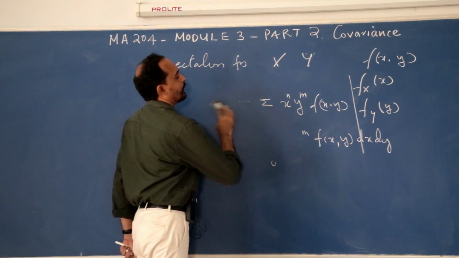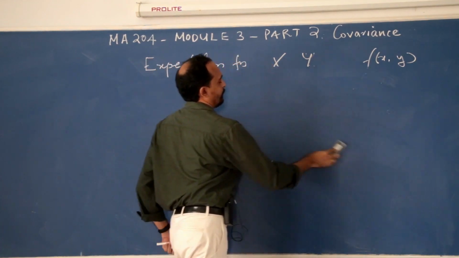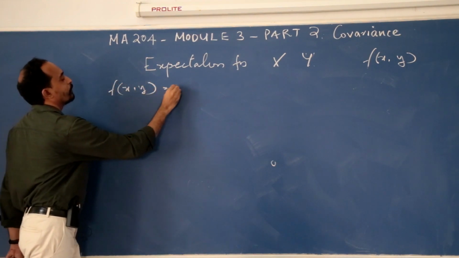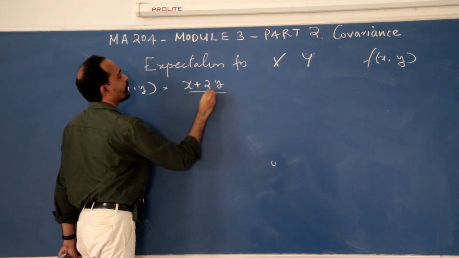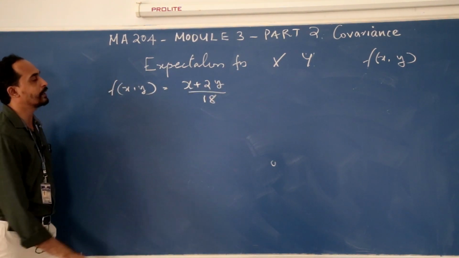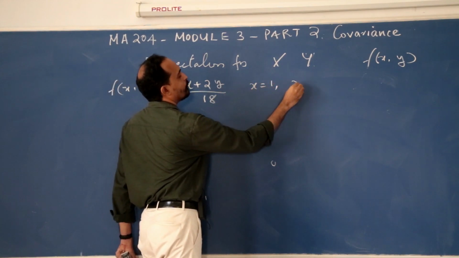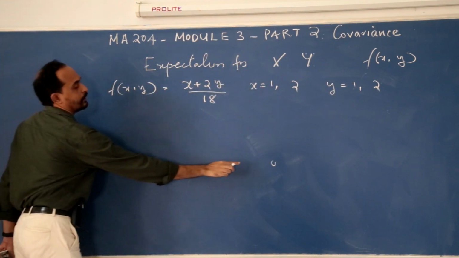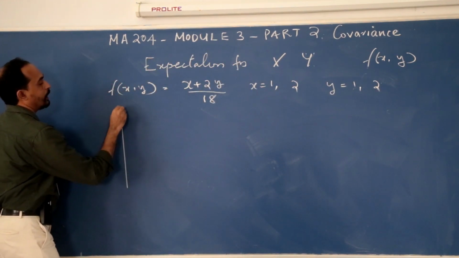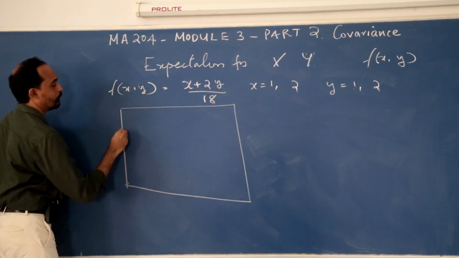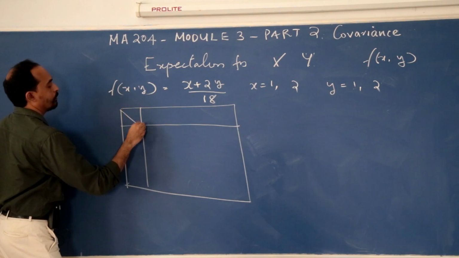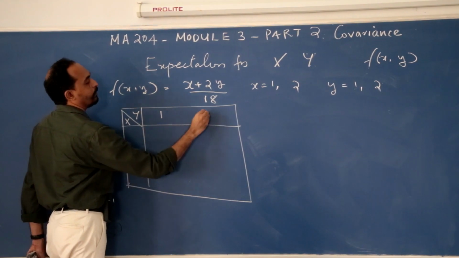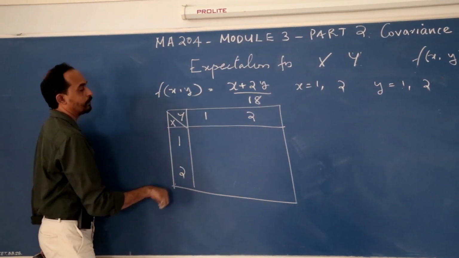So for an example, consider a probability density function f of xy equal to (x plus 2y) by 18. Take the discrete case: x can take the value 1, 2 and y can take the value 1, 2. As in the previous class, we are using the help of a tabular representation here, with x on one side and y on the other, each assuming the values 1, 2.